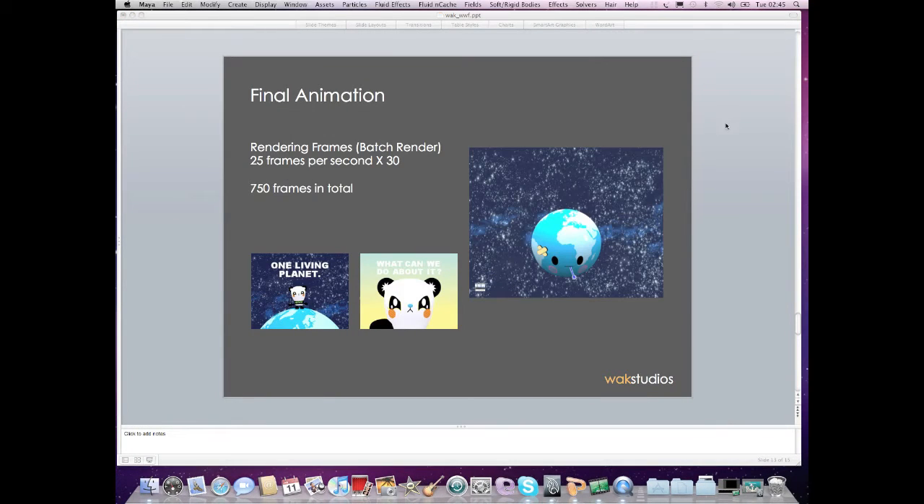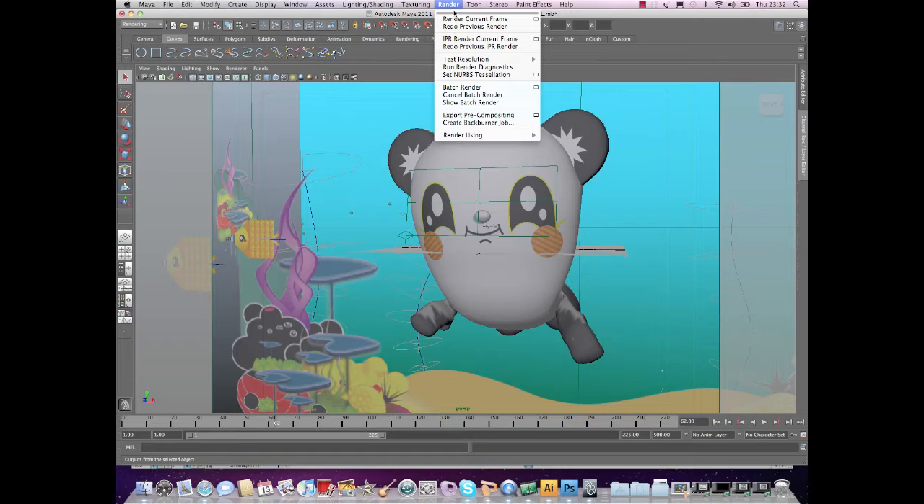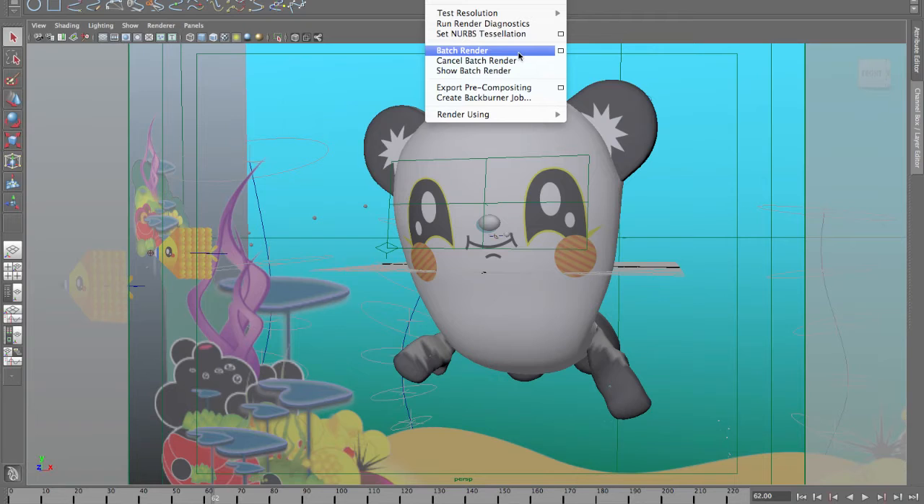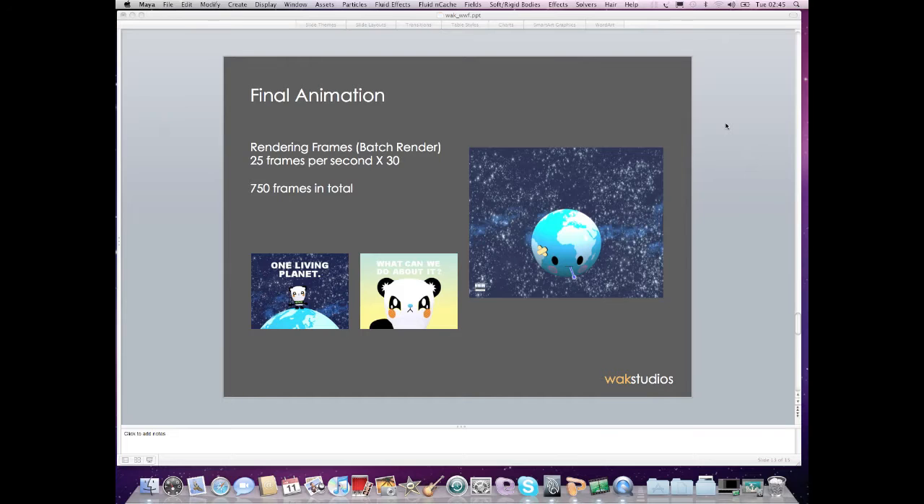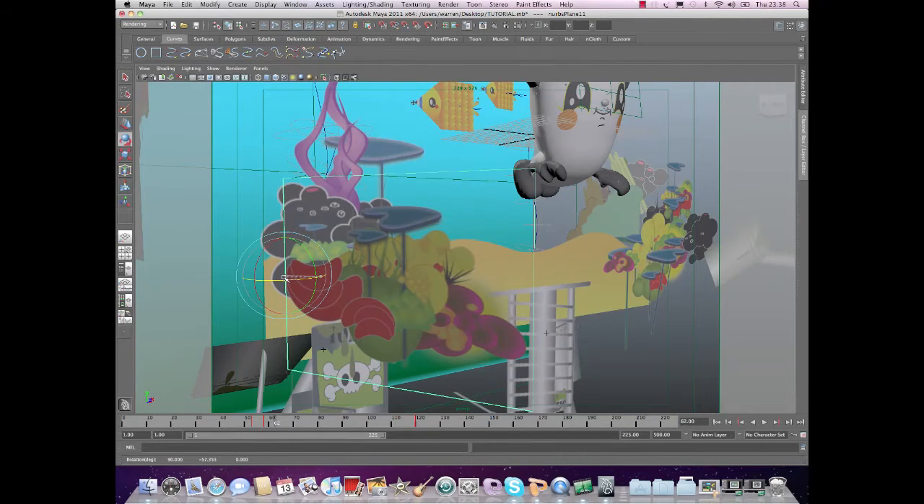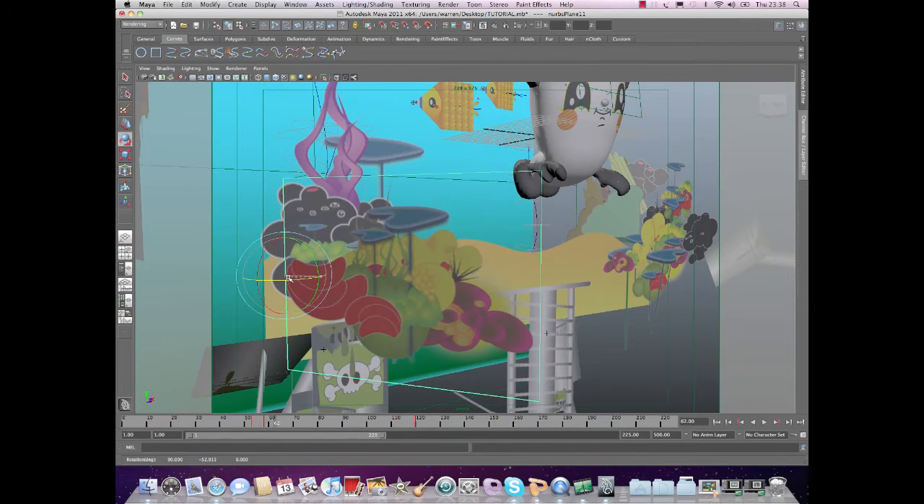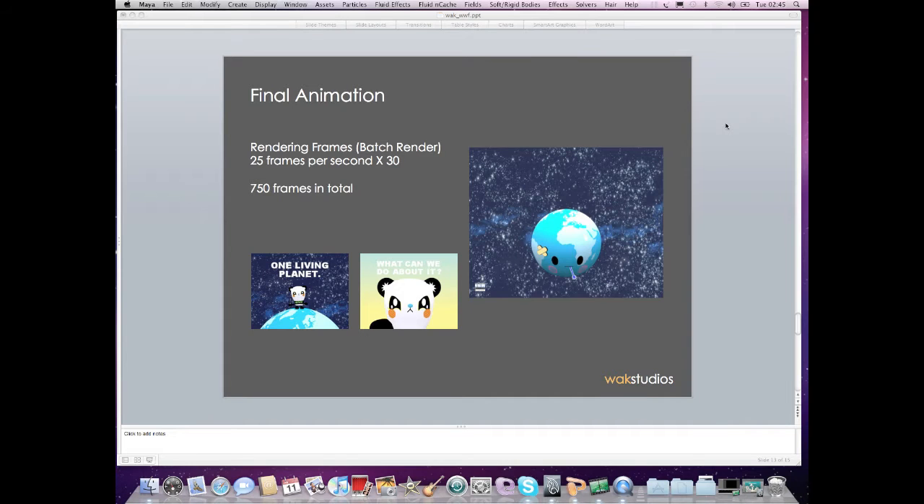I'm just going to minimize Maya for a second. So for the final animation, we used a batch render to render out the frames. It was 25 frames per second, and we had 30 seconds' worth for the advert. So in total, there were 750 frames to create the animation. And because we used the NURBS planes and transparency maps, it was quite a quick process to render it out. So we achieved the goal and the deadline.